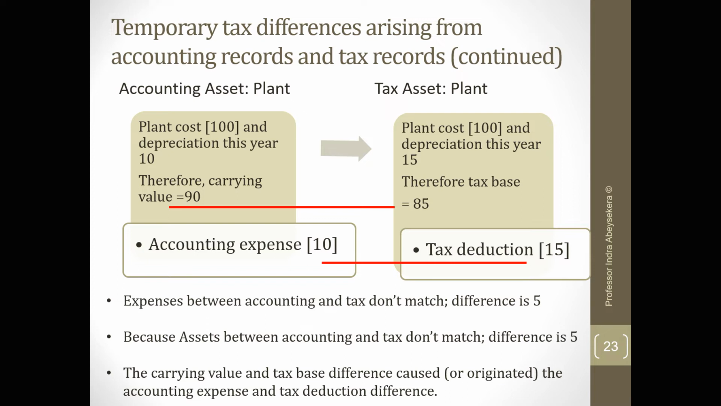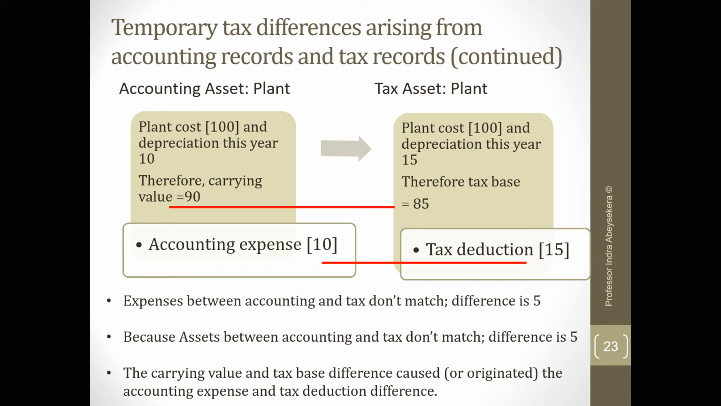for taxation purposes and accounting purposes. That difference arises because when we make the asset value different, we are now using that amount as an expense. Here in this instance it is 10, and for tax purposes we are using that bringing down of the asset value as a deduction, which is a tax deduction.